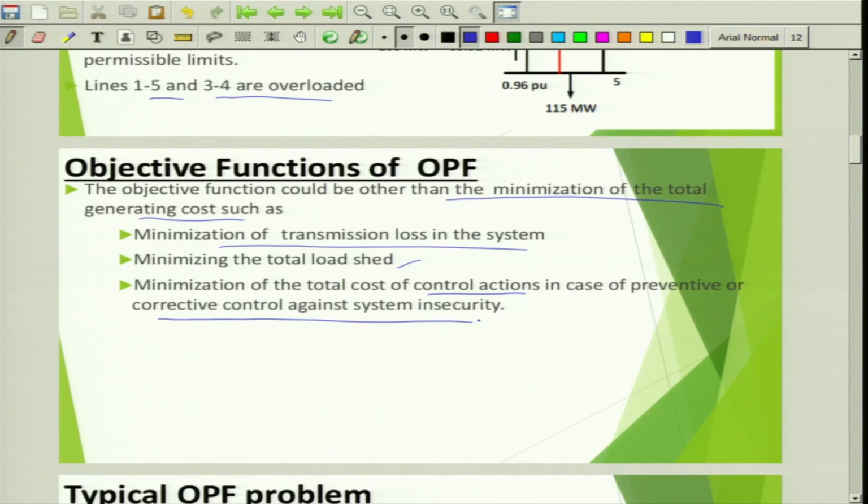That means if there is a possible insecurity scenario, we discussed contingency studies, so you should have appropriate control actions. You do not want to lose control actions due to some contingency outages, line outages or generator outages. So that also you want to ensure, that the system will be more stable in a way.